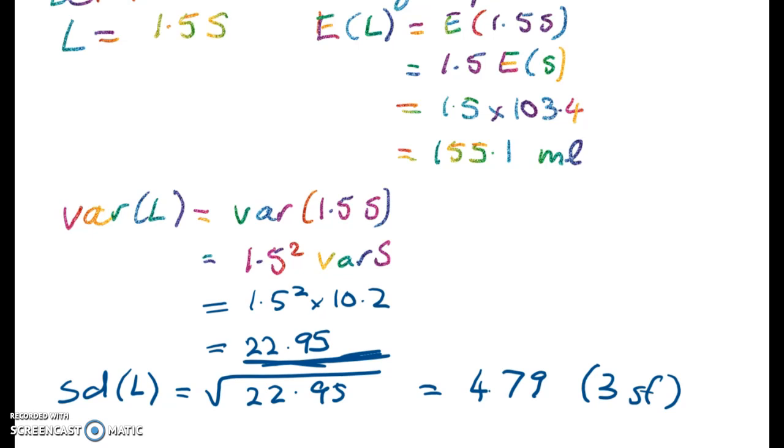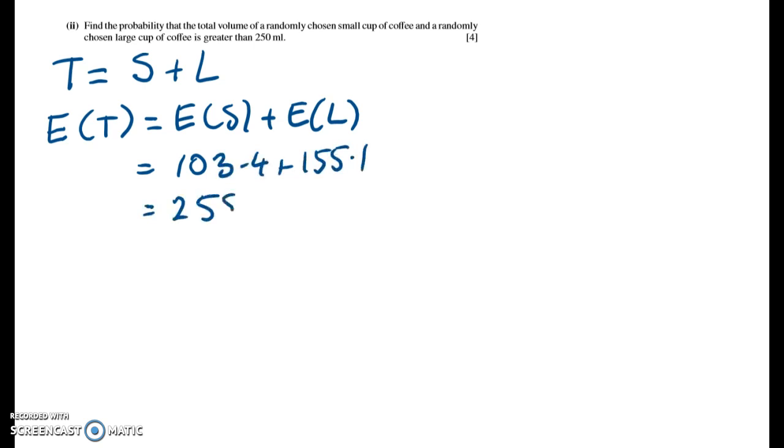Let's go on to the second part, where we're going to use that distribution to find a probability. So here's part 2. Find the probability that the total volume of a randomly chosen small cup of coffee and a randomly chosen large cup of coffee is greater than 250 ml. So we want to define a new variable, T, equal to the volume of the small cup and of the large cup. Now we need to figure out the mean of that distribution. That works out to be 258.5 ml.